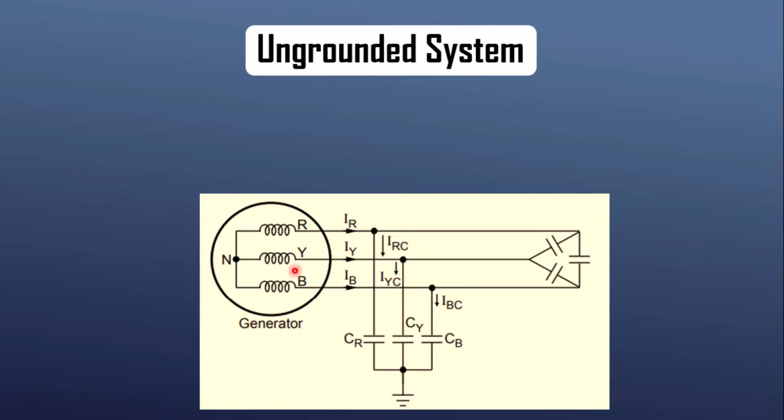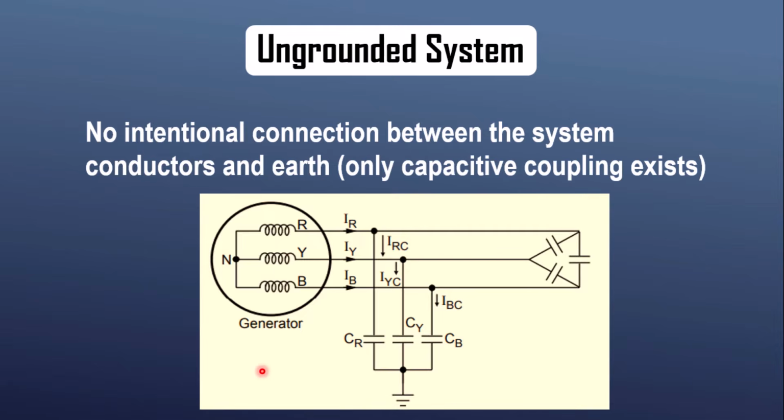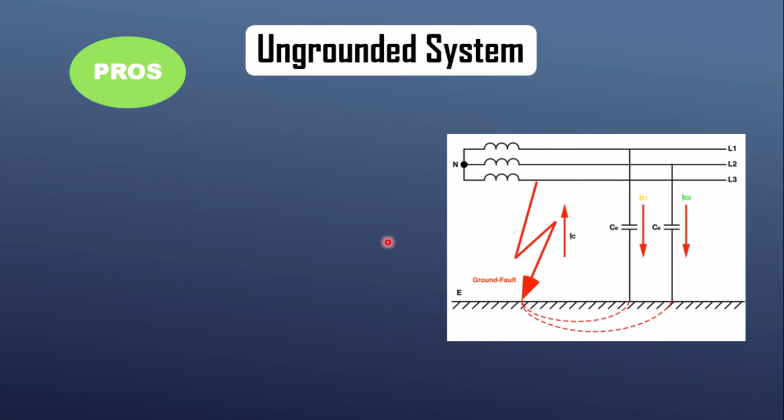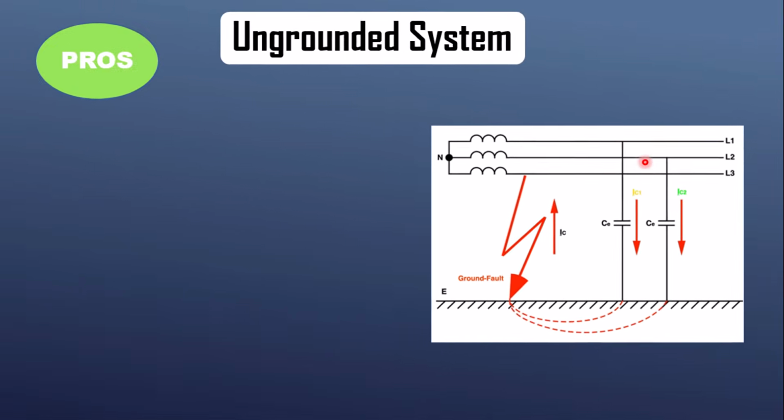So first of all, we have the ungrounded system in which there is no intentional connection between the system conductor and the earth. The only link to the ground is through the natural capacitance of all the phases to the ground. So let's discuss the benefit of the ungrounded system technique. In this picture, you can see that if one phase is grounded during the fault, there is no return path of the fault current into the neutral because the neutral is not connected with the earth. The only path in which the fault current flows is through the capacitance of the healthy conductors.